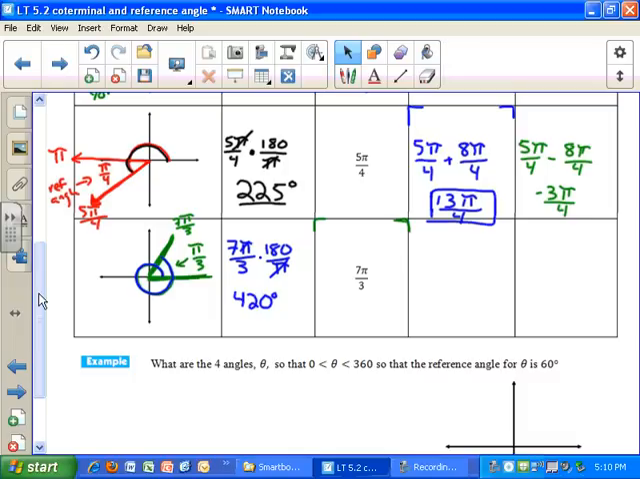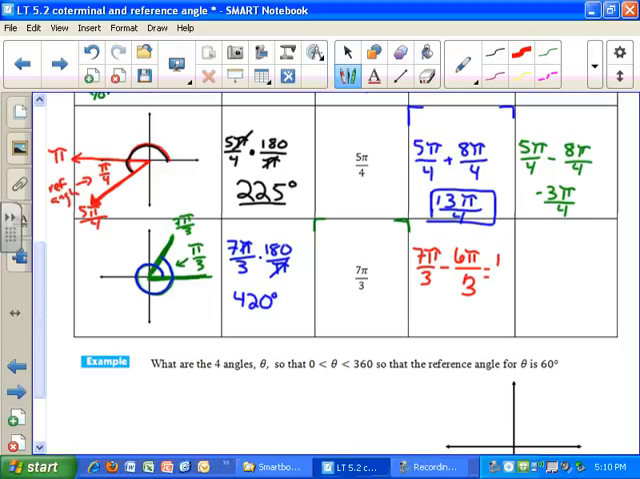As far as a positive coterminal angle goes, because this is already more than one full revolution, I can take my 7 pi over 3 and subtract 2 pi. But again, I don't want to write it as 2 pi because I can't subtract those without a common denominator, so I'm going to write 2 pi as 6 pi over 3, which leaves me with that pi over 3, which we saw also with the reference angle.